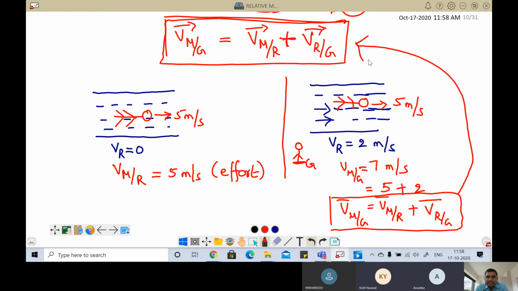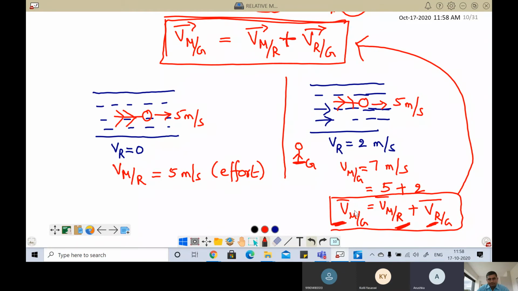Right. Out of these 3 values, which will be given? Velocity of man with respect to river, and velocity of river with respect to ground. These two values will be given generally, and then we will be asked to find out velocity of man with respect to ground.